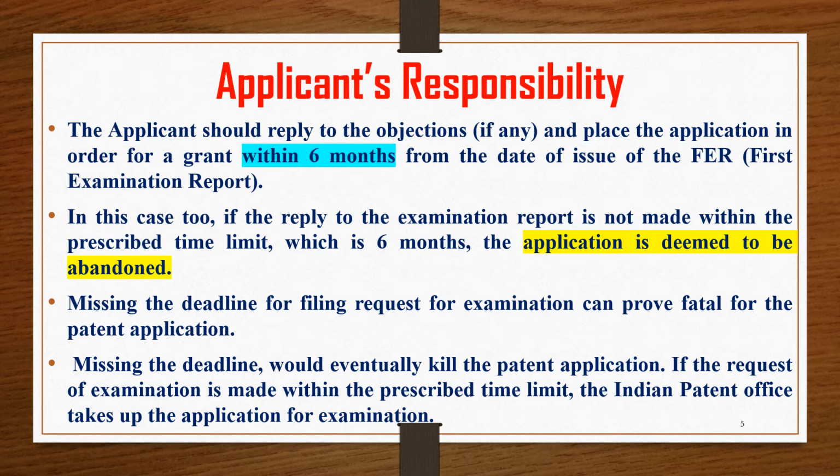Okay. The applicant should reply to the objections, if any, and place the application in order for a grant within 6 months from the date of issue of the FER, first examination report. Okay. That means the time period given to a patent applicant is 6 months. That means within this time, the applicant should reply to the objections if there are any and place the application in order for a grant. Fine. The next point.